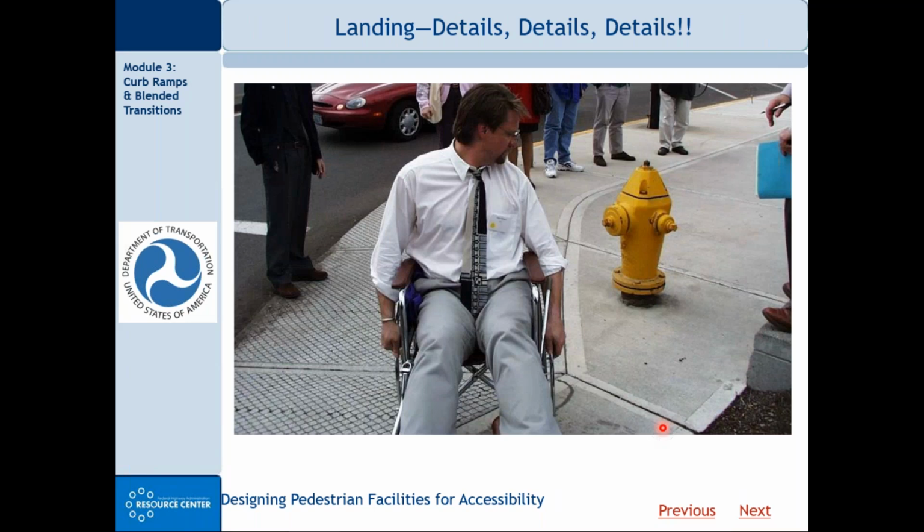But details are important. I'm not sure what happened here. Looks like a relatively new landing was installed, but there's a fire hydrant essentially in the middle of it, so it's not a functional landing. I don't know what happened here. Maybe the designer didn't go out to the site early on and see what was present there.